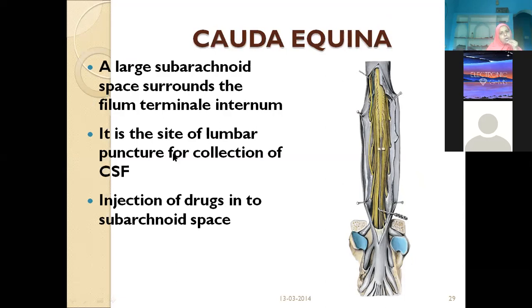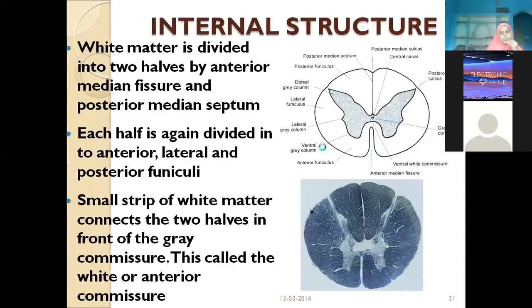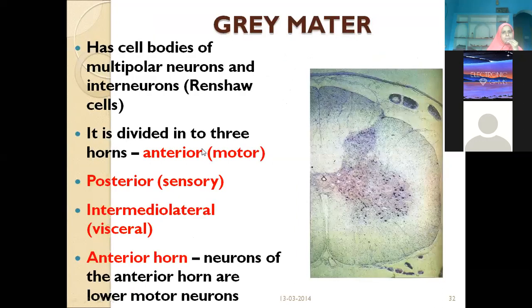The side where you are also taking the collection of CSF by doing lumbar puncture. We can also inject drugs in the subarachnoid space. Internal structure I already told you. There's anterior horn, posterior horn, and intermediate horn in case of the thoracic part of spinal cord. This internal part is the gray matter and the outside part is the white matter.